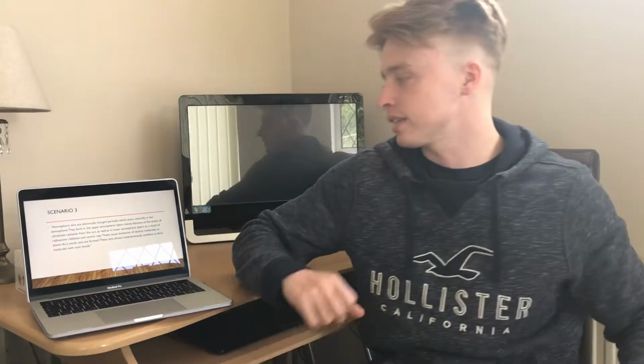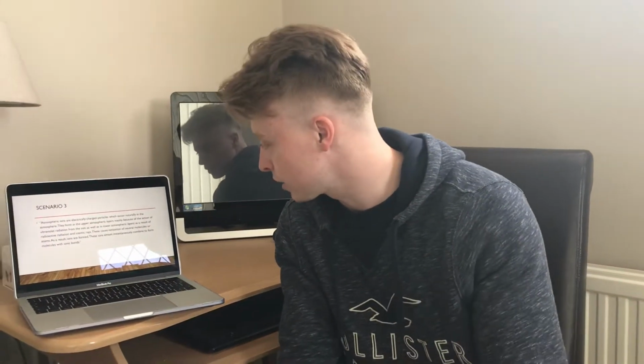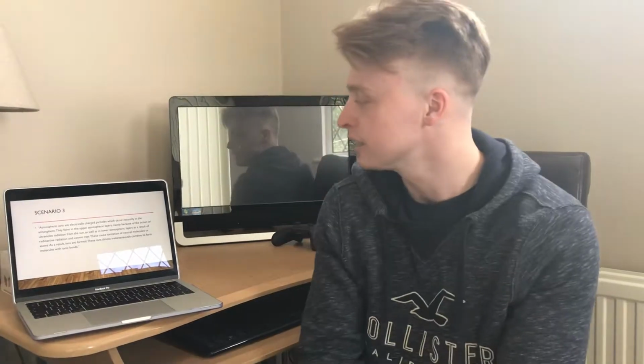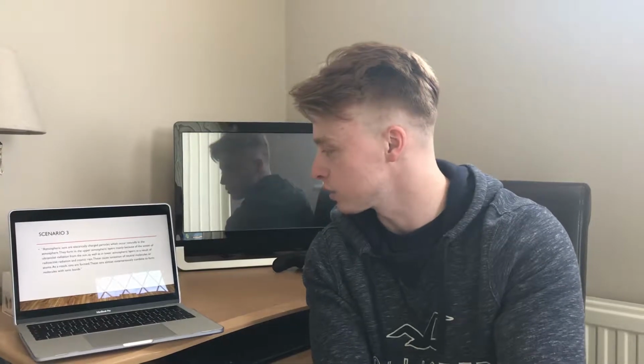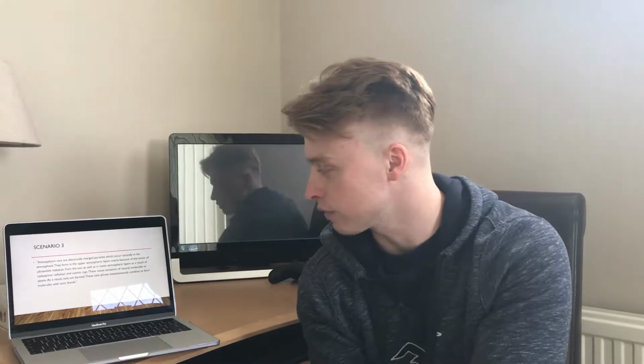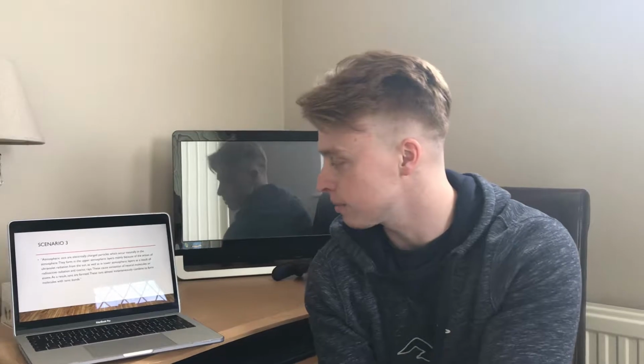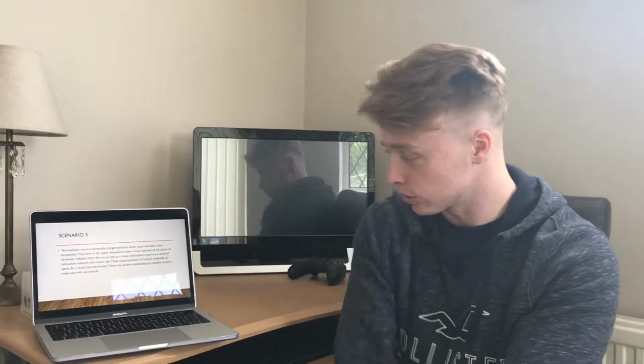Okay, so scenario 3 says atmospheric ions are electrically charged particles which occur naturally in the atmosphere. They form the upper atmospheric layers mainly because of the action of ultraviolet radiation from the sun, as well as in lower atmospheric layers as a result of radioactive radiation and cosmic rays. These cause ionization of neutral molecules or atoms. As a result, ions are formed. These ions almost instantaneously combine to form molecules with ionic bonds.